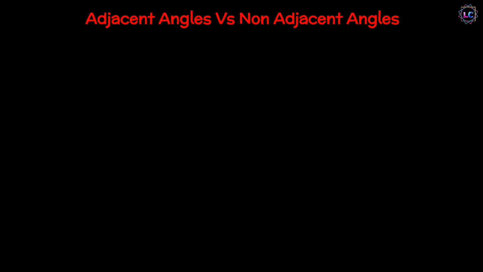In the previous video, we learned about what an angle is, how two lines, rays or line segments meet at a common point to form an angle. Now, in this video, we are going to understand the difference between adjacent angles and non-adjacent angles. Let's start with the definition of adjacent angles.